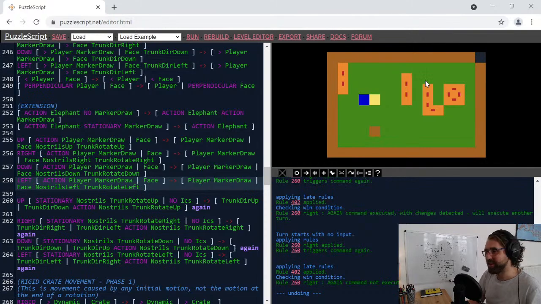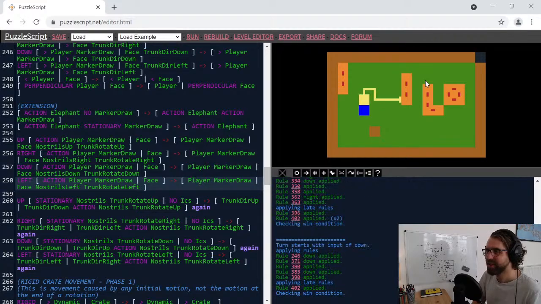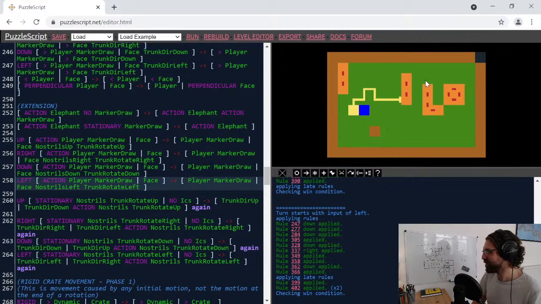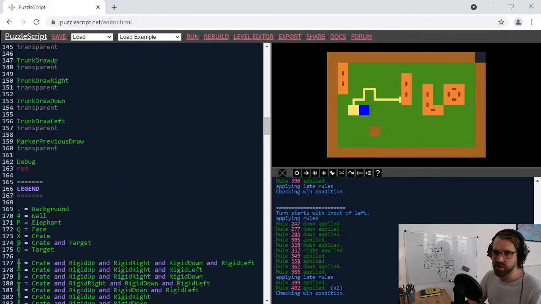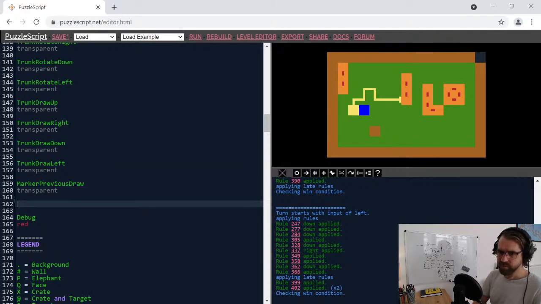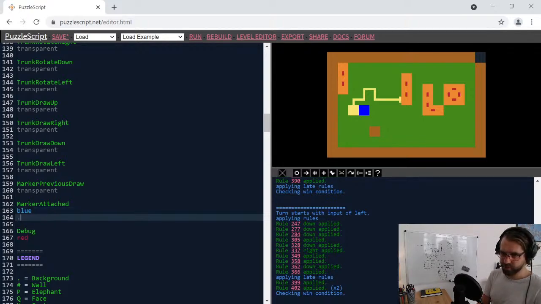Okay, I'm hoping that I can get good puzzles out of this mechanic. I just have a feeling it's going to be good, but it's really hard to know for sure. Okay, so retraction. Well, no, first is, am I sticking or not? I'm just going to have a marker stuck for now. Marker attached. And I'm going to make it a blue cross shape. Why not?